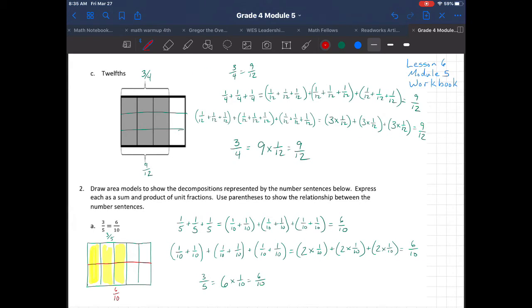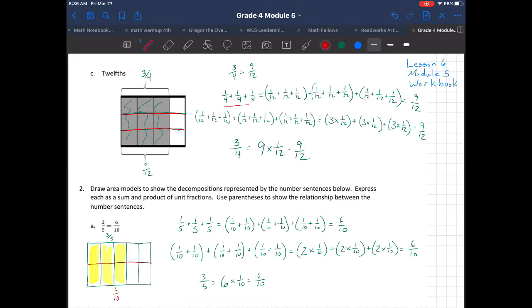Okay, C, we've got twelfths. We started out with our 3/4. To make those into twelfths, we had to draw 2 horizontal lines. If I just drew 1, it would be eighths. So I've got 3/4 is 9/12.